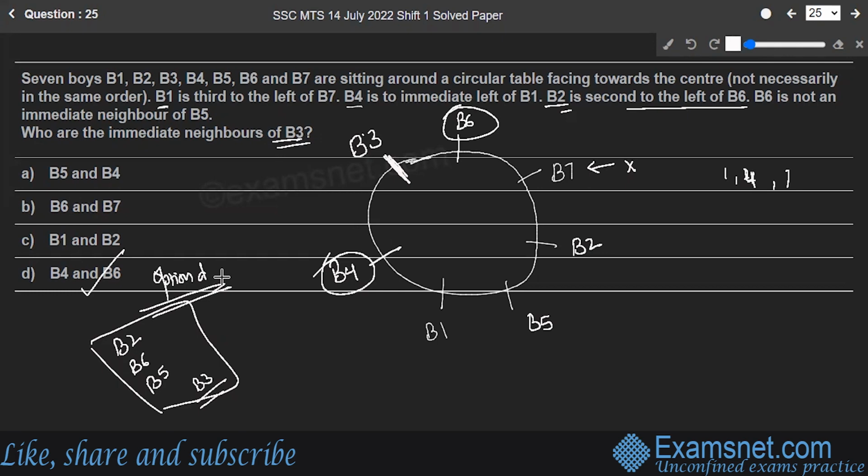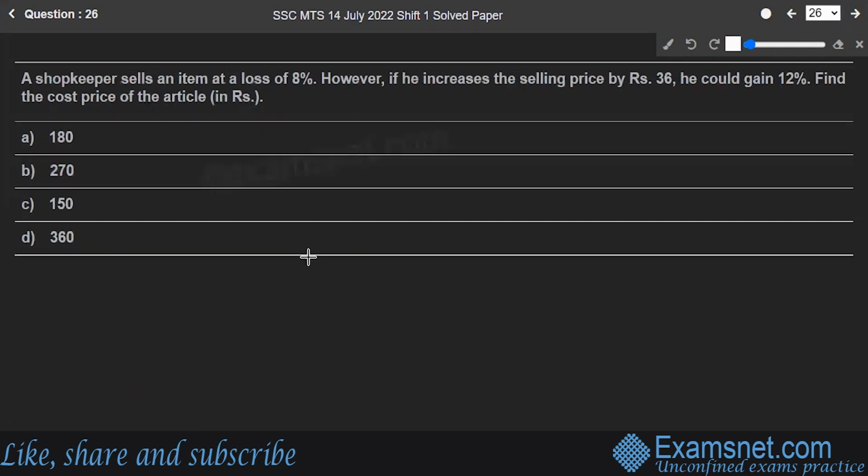Then let's move to the next question, number 26. Now we'll be starting with some good mathematical questions. We are done with all the mental ability questions. So hope you are ready.